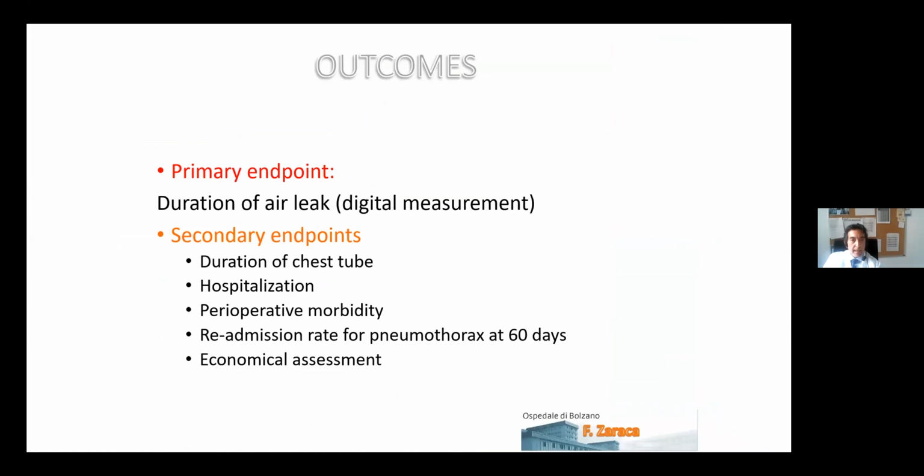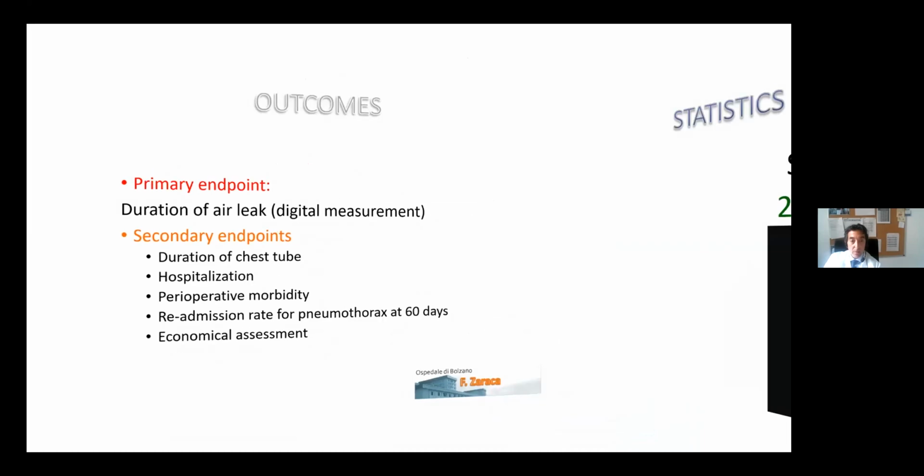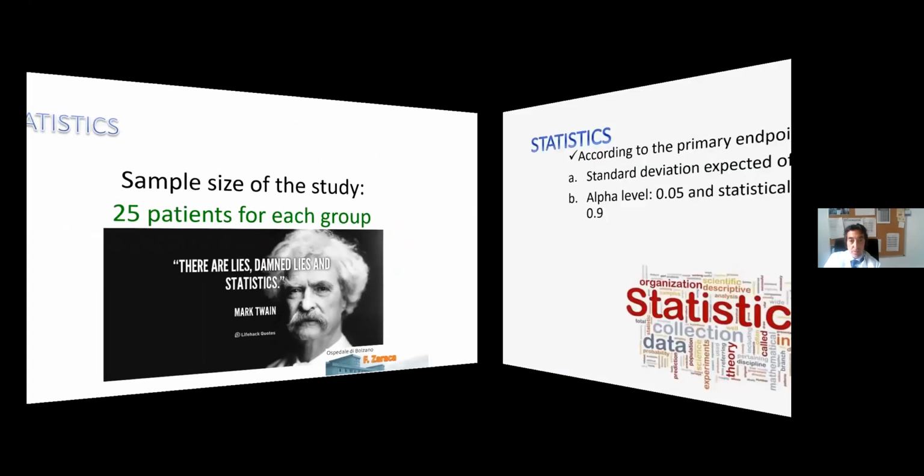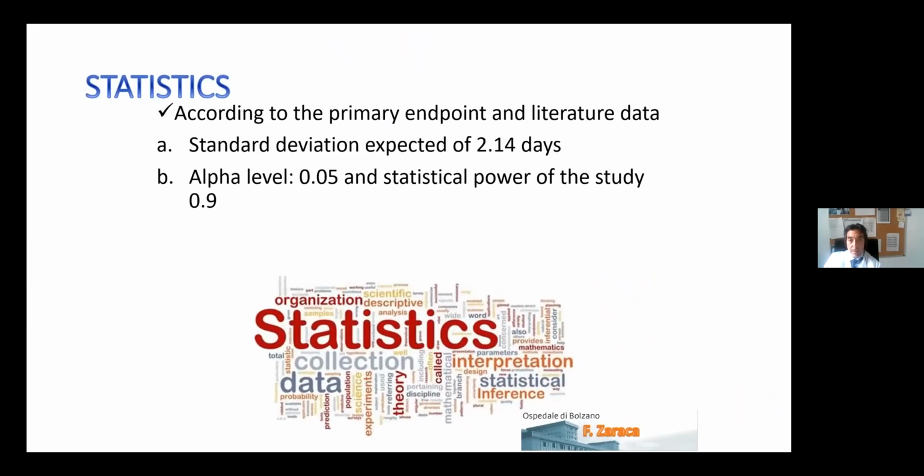Outcome. The primary endpoint was duration of air leak with this digital measurement. The secondary endpoints were duration of chest tube, hospitalization, perioperative morbidity, readmission rate for pneumothorax at 60 days, and the economical assessment at the end. The sample size of the study was 25 patients for each group, according to the primary endpoint and the literature data, and we expected a standard deviation of about 2 days.